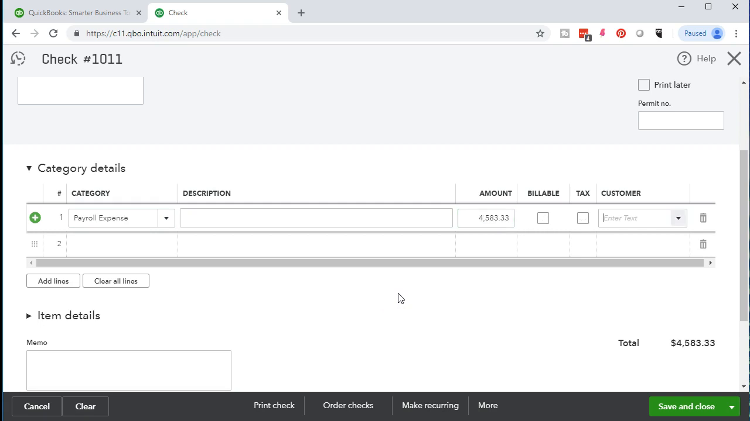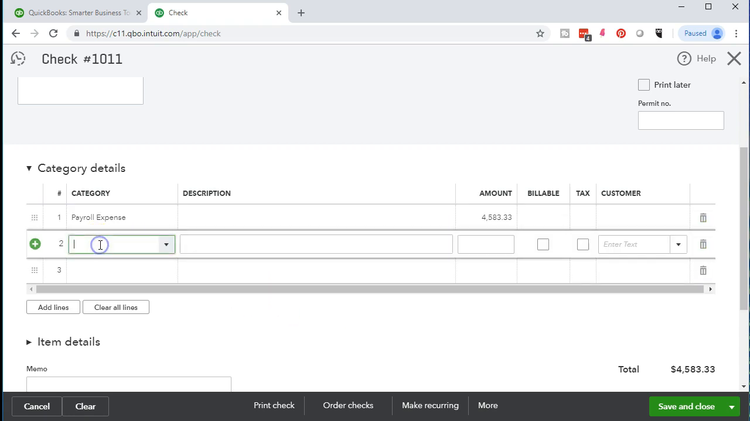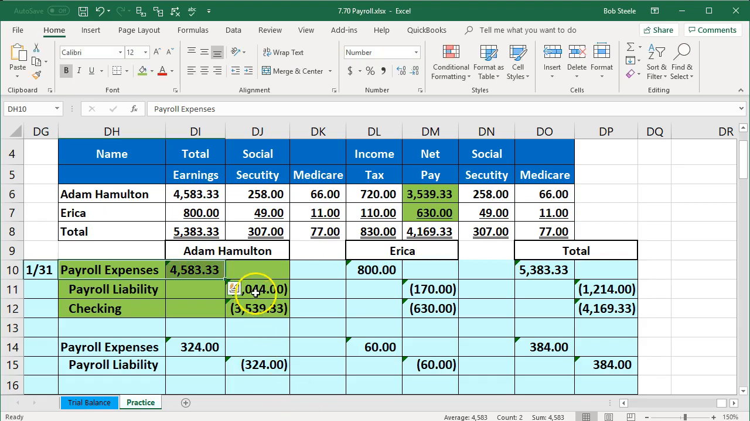And we know that the amount in the payroll expense is going to be that 4583.33. No billable, no taxable, no customer. Next item, we're going to need another account. That's not going to be the check. The check's got to be lower than that. The other side that we're going to record this to is the liability. So we're going to record the liability.